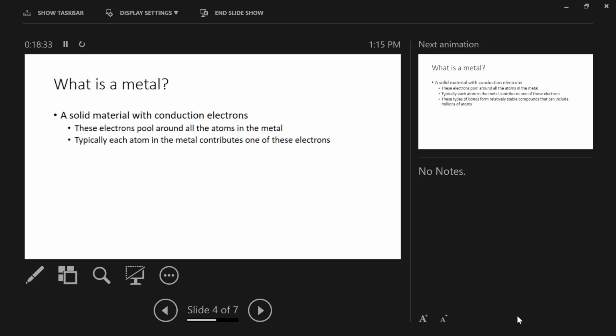Now, typically what happens is each atom in that metal contributes one of these electrons. It might contribute two at times, but usually on average, every atom contributes one of these conductance electrons that are just pooled around all the atoms. They don't hover around any nucleus. Just kind of build this weird little electron pool or lake.